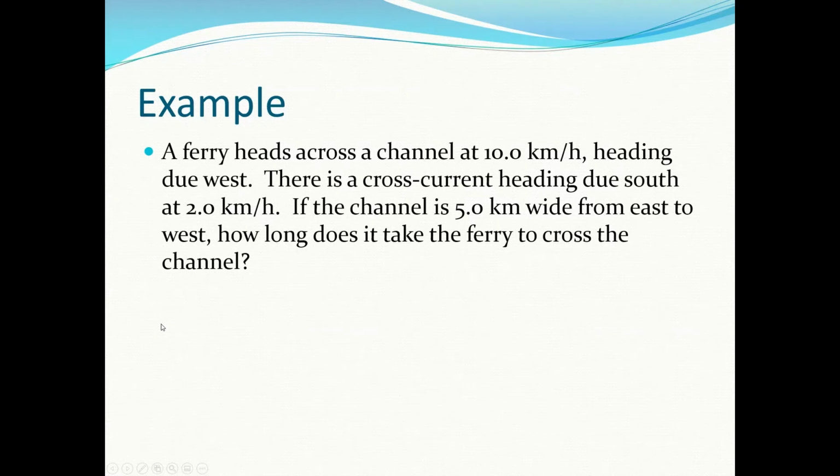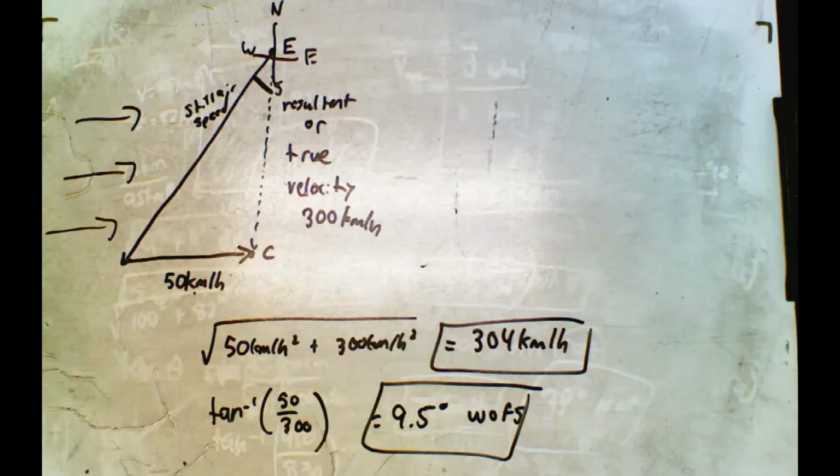So another type of question that we can see: a ferry heads across a channel at 10 kilometers an hour, headed due west. There's a cross current headed due south at 2 kilometers an hour. If the channel is 5 kilometers wide from east to west, how long does it take the ferry to travel across? Okay, so we've got to draw a picture because this is quite confusing without a picture.